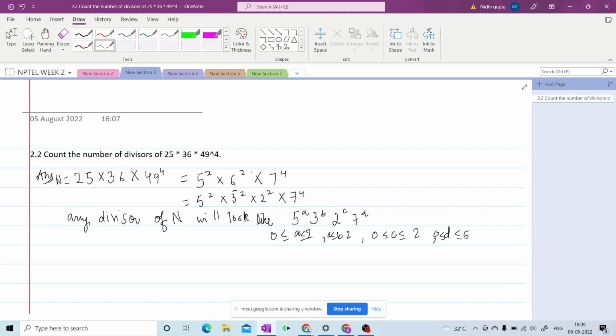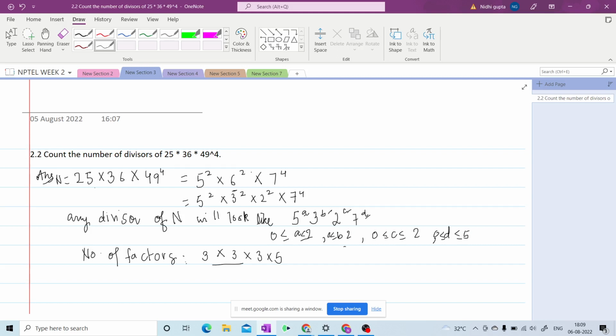So now it is a simple counting problem. Can anybody tell the number of factors? The number of factors would be 3 into 3 into 3 into 5, because we have three options for A, three options for B, three options for C, and five options for D.